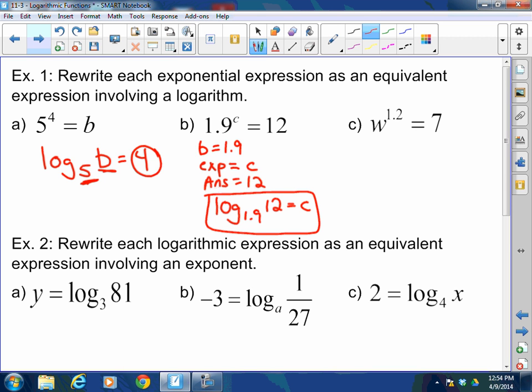Sir? What do you mean 12 out of power? No, this is log base 1.9. This is the answer, 12. It's not raised to a power.